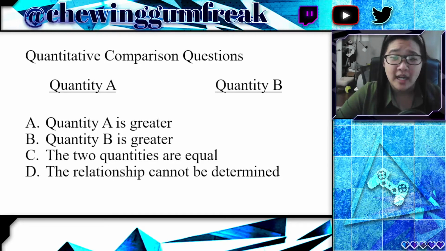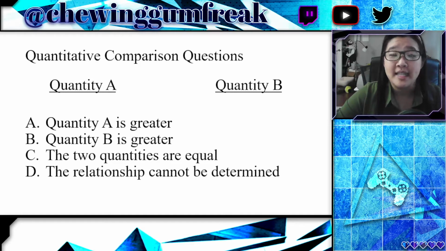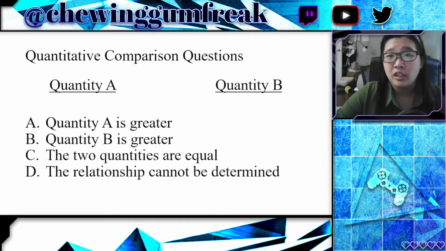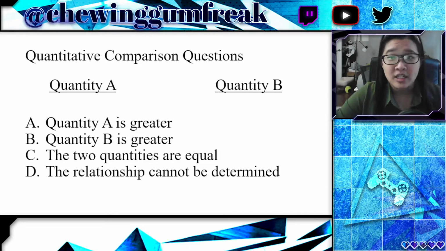So the four answer choices here are A, quantity A is greater, B, quantity B is greater, C, the two quantities are equal, or D, the relationship cannot be determined. There's no fifth answer choice like there is for most other GRE questions. So the answer to this kind of question looks relatively simple, but as we get into it, you'll see where some of the challenges lie.